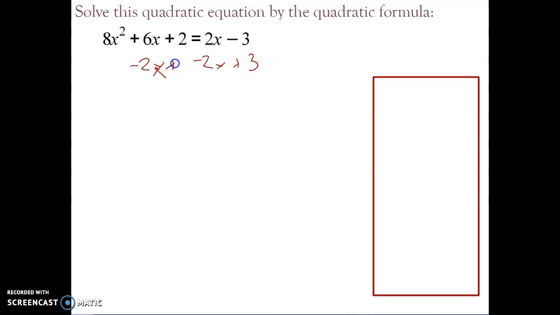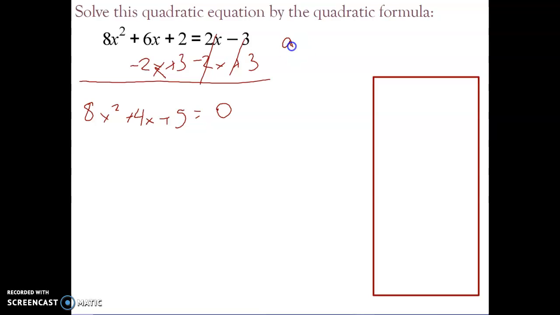I'm going to do the opposite of each of those so that I end up with a 0 on this side. On this side, when I combine like terms, I have 8x squared plus 4x plus 5. Okay, you guys see if you can figure out A, B, and C for me. All right, A is 8. That's the coefficient on x squared. B is 4. C is 5.